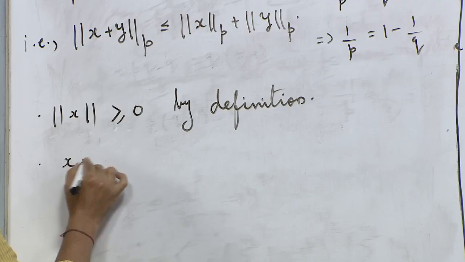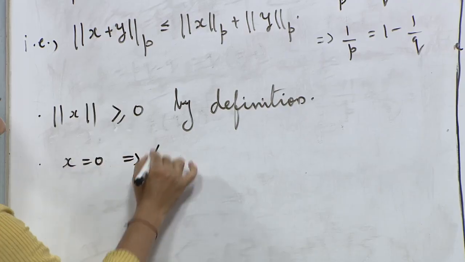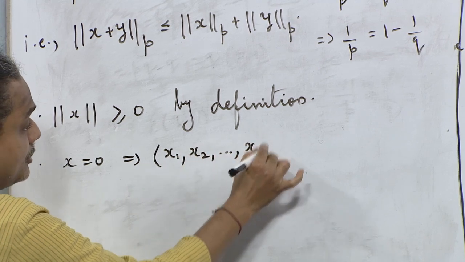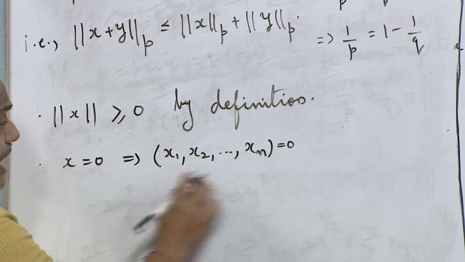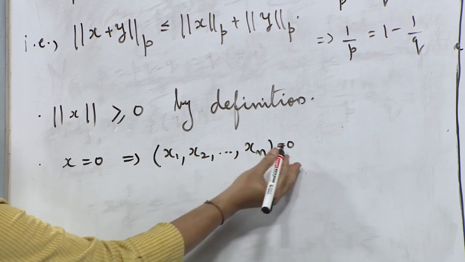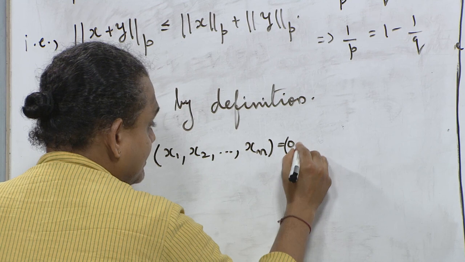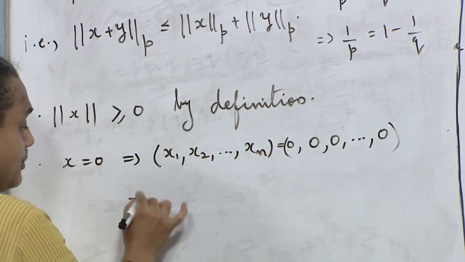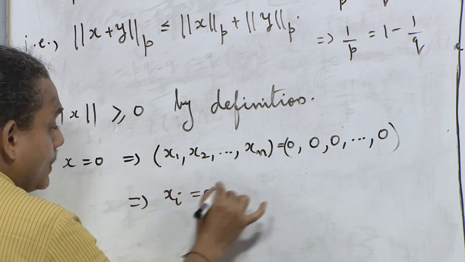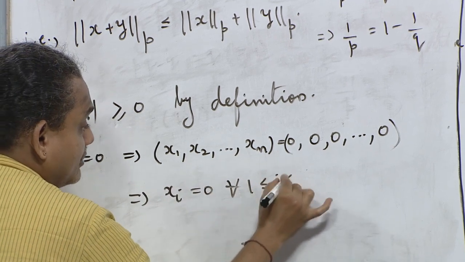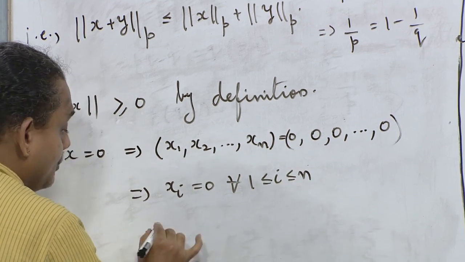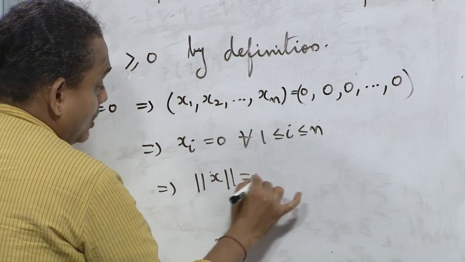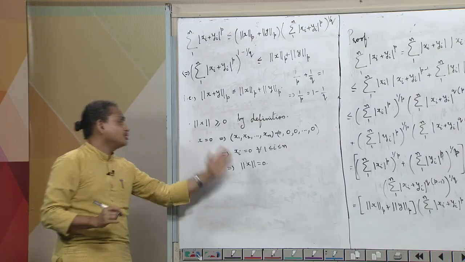So, if x is 0, that will imply that this n tuple is 0. Once you have an n tuple to be 0, which in fact I should write as n zeros, that will imply that xi is 0 for all 1 less than or equal to i less than or equal to n, which will imply that norm x is 0. So, once you have x to be 0, then its norm is 0.